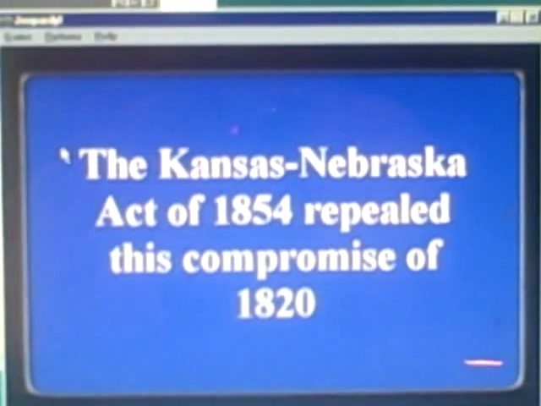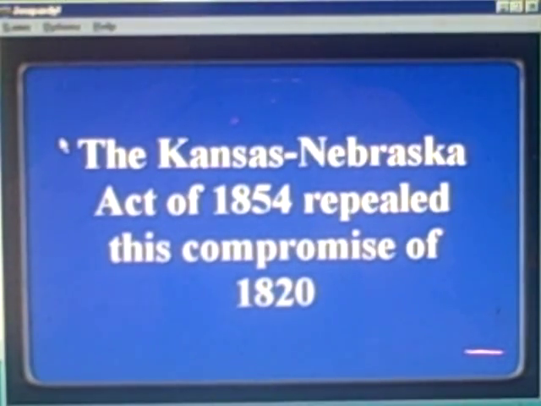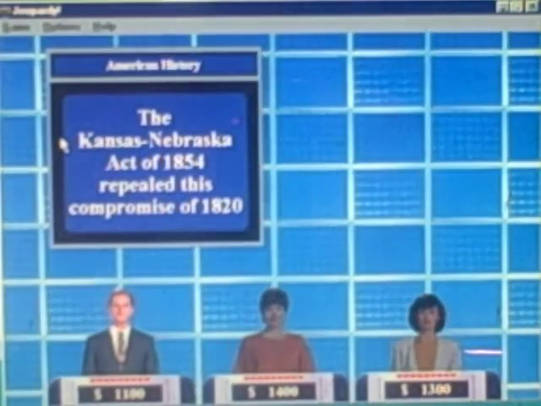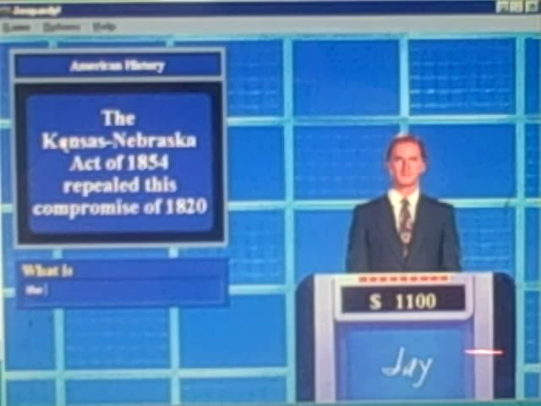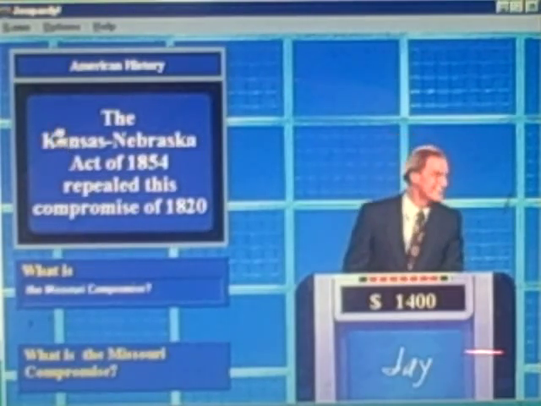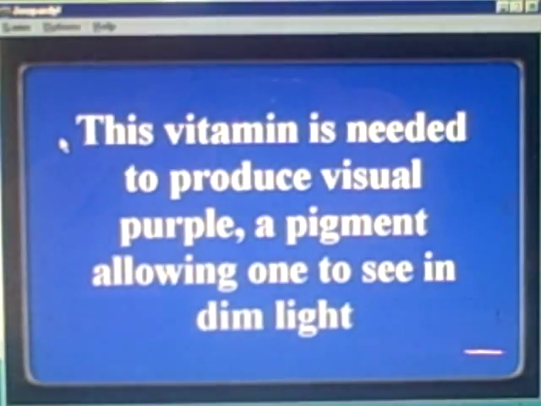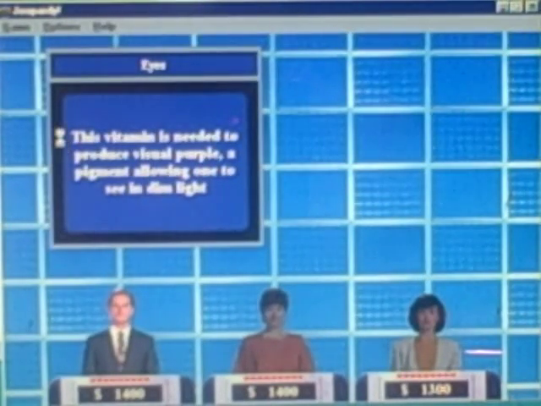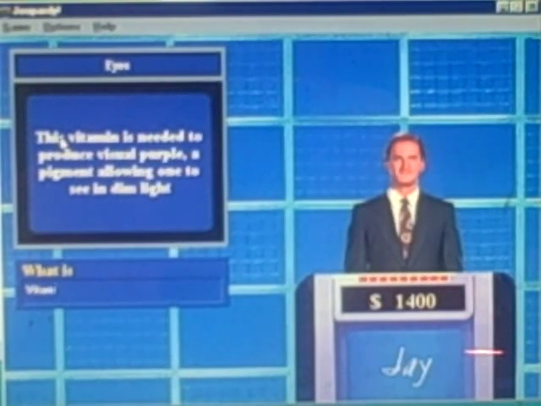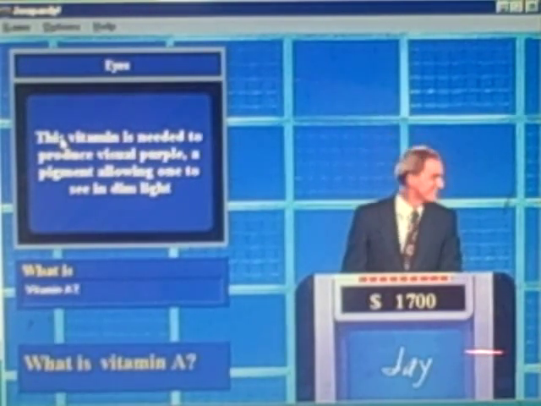American History 300. The Kansas-Nebraska Act of 1854 repealed this compromise of 1820. Contestant number 1. What is the Missouri Compromise? You are correct. Eyes for 300. Contestant number 1. This vitamin is needed to produce visual purple, a pigment allowing one to see in dim light. Contestant number 1. What is vitamin A? You are correct. Eyes for 400.